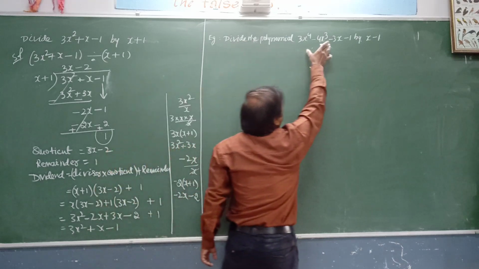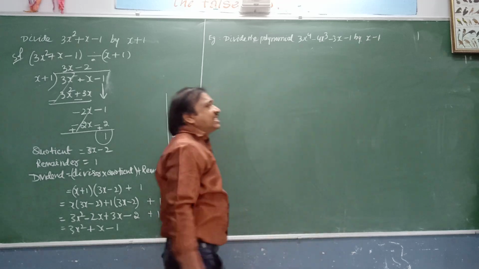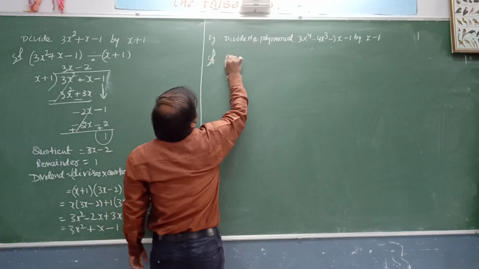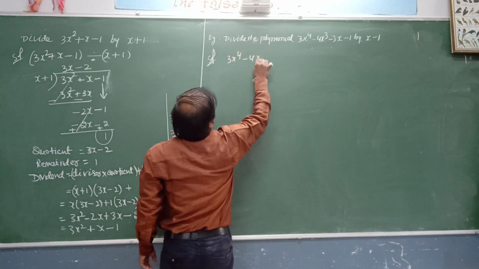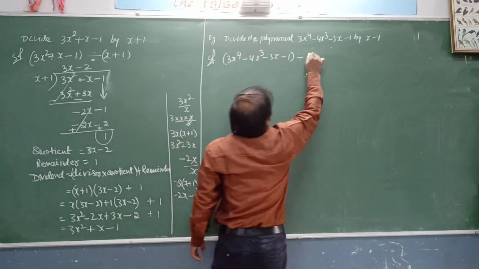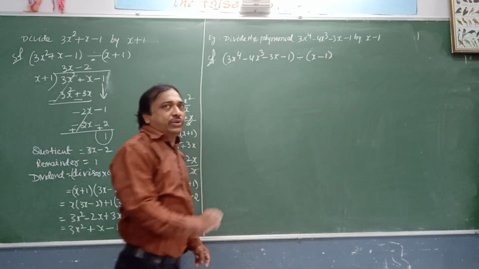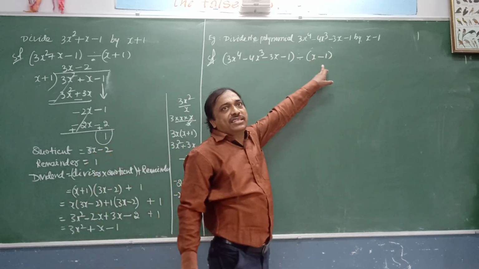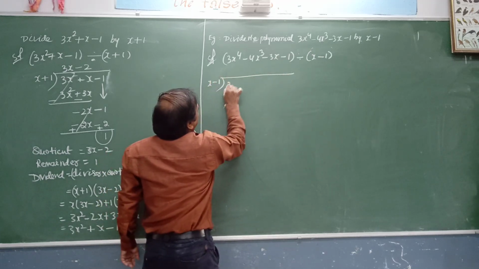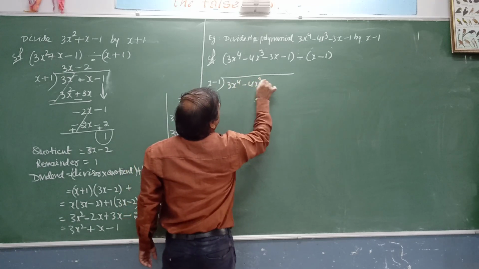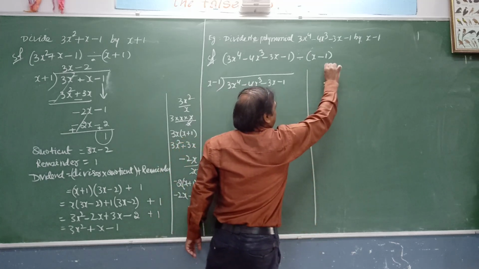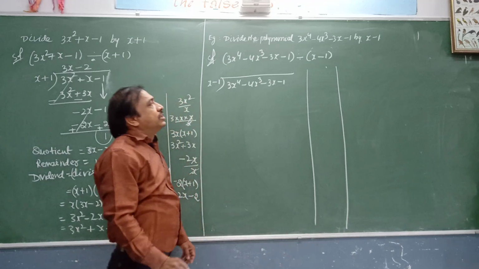So with this polynomial, we are dividing with this. So x minus 1 is the divisor and this is the dividend. So here 3x to the power 4 minus 4x cube minus 3x minus 1 divided by x minus 1. This is how we are doing. Now this is the dividend and this is the divisor. Divisor x minus 1, then 3x to the power 4 minus 4x cube minus 3x minus 1. Here I am just doing the rough work which will be helpful to get the quotient.